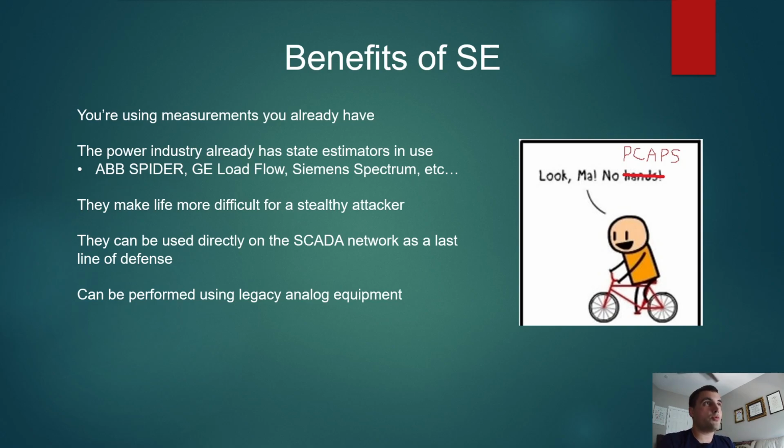It makes life much more difficult for an attacker to be stealthy. If an attacker is attacking your sensors, especially if you have lots of accurate redundant measurements, they need to be much more careful about how they manipulate those measurements to avoid detection. And a big one too is you can use it on legacy analog equipment by doing some digital conversion.